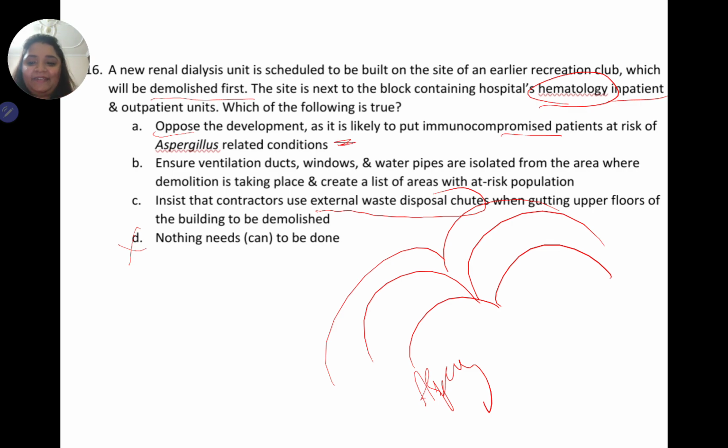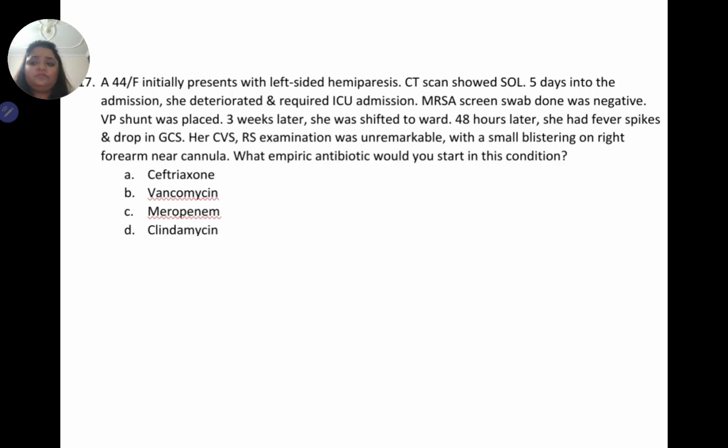Again, ideally this has to be done, but obviously you can't oppose a development. So what can be done is ensure ventilation ducts and indoor water pipes are isolated from the area where the demolition is taking place, and create a list of areas with an at-risk population. So once that is done, you can allot an area for these patients such that they are a bit more away, and the ventilation windows and water pipes are separate from the area of demolition.